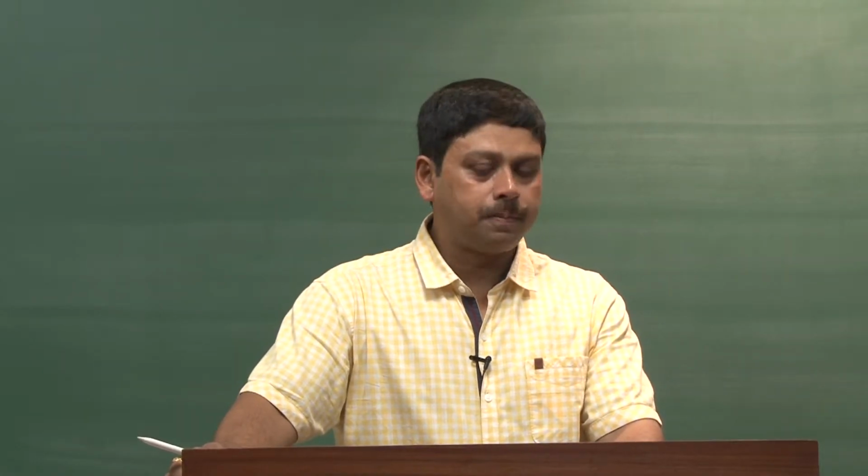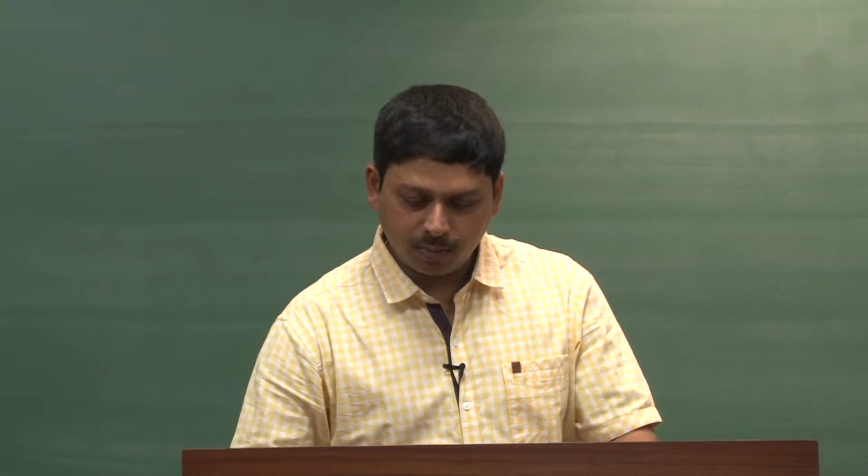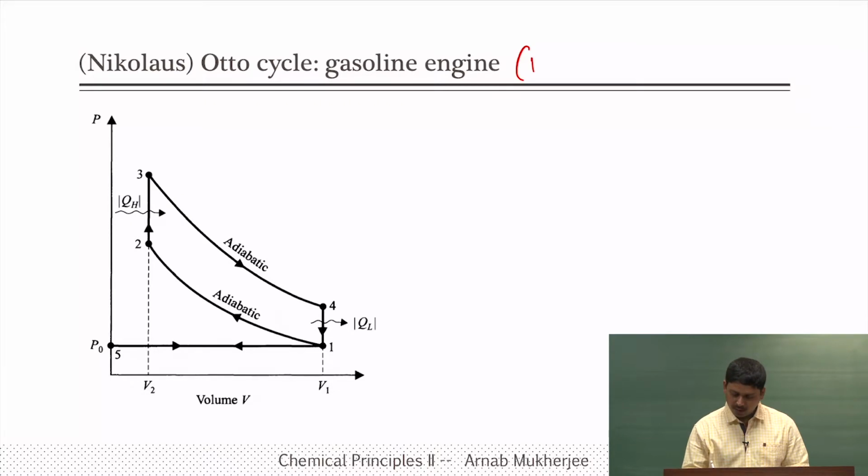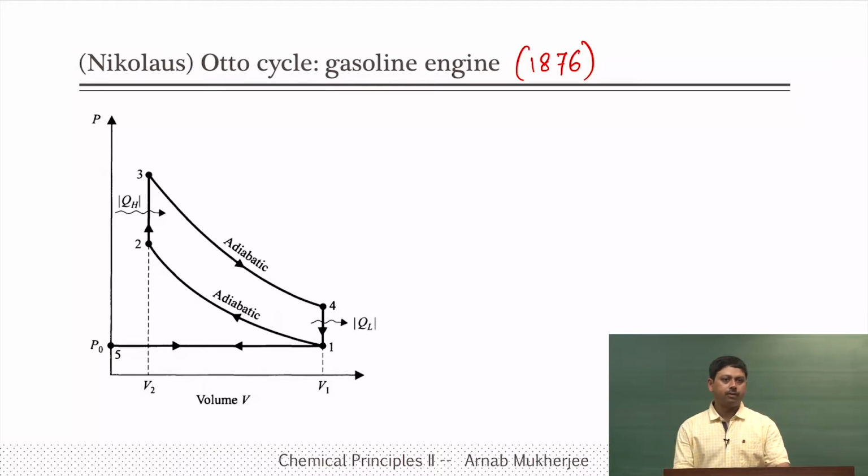Now we are going to talk about two internal combustion engines. One of those internal combustion engines is called the gasoline engine, which was proposed by Nikolaus Otto around 1876. So, long after, of course, the Stirling engine.